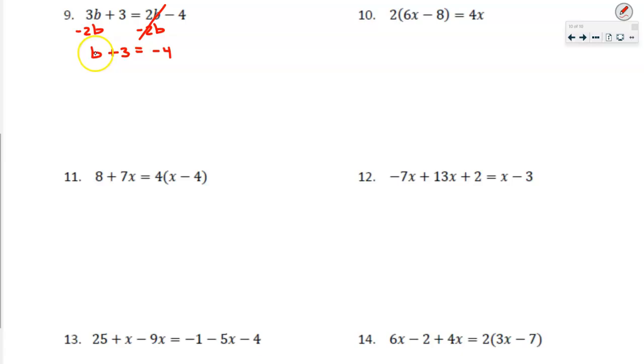Now I have just one solving step left. B plus 3 will be undone by subtracting 3. And I balance it and do the same thing to the other side. Now I have b is equal to -4 minus 3, which is -7.